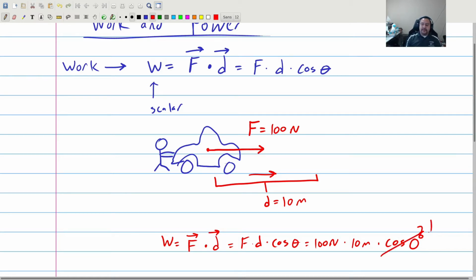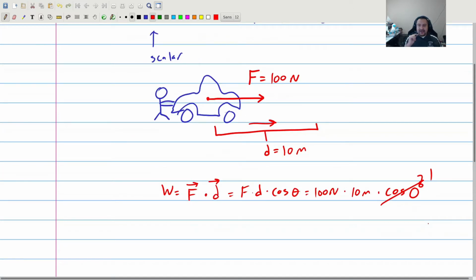This is going to turn into a 1. But if they're not in the same direction, if that's anything other than a 0 degree angle, it's going to be important. 100 times 10 is going to be 1,000. And it's going to be newtons times meters, or 1,000 newton meters. Now, it turns out 1,000 newton meters is going to be given a name. We call this unit joules. So this is 1,000 joules. So we have done 1,000 joules of work.